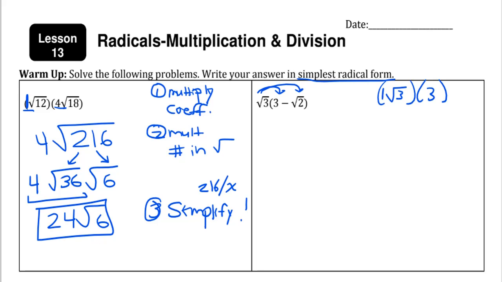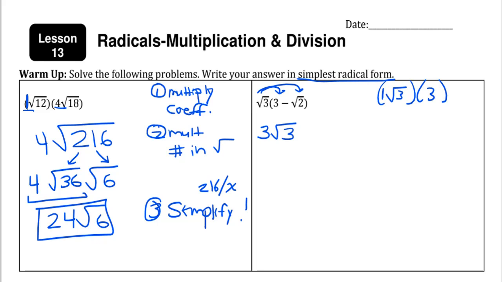So 3 times 1 is just going to be 3. Multiply numbers inside the radical. Well, I have a 3 here, but I have nothing here. So I guess I'm just going to write, right? I have nothing to multiply it by. I'm just going to write radical 3 next to it. And then simplify. I actually can't simplify this because there's no perfect square that will go into 3 evenly.